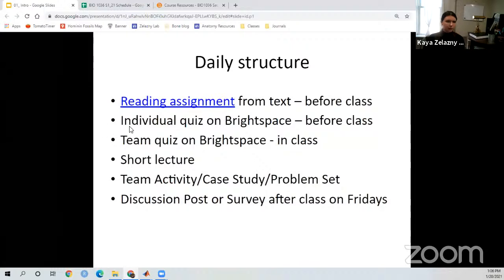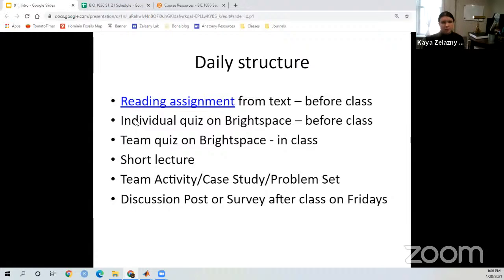So in those teams before class, or at the beginning of class, you'll take a quiz. That quiz will be the same as the individual quiz or homework assignment you did based on the text beforehand. So the purpose of the team quiz is, one, to get a second shot at the material if you got it wrong the first time around. And second, to have an opportunity to discuss with your classmates.